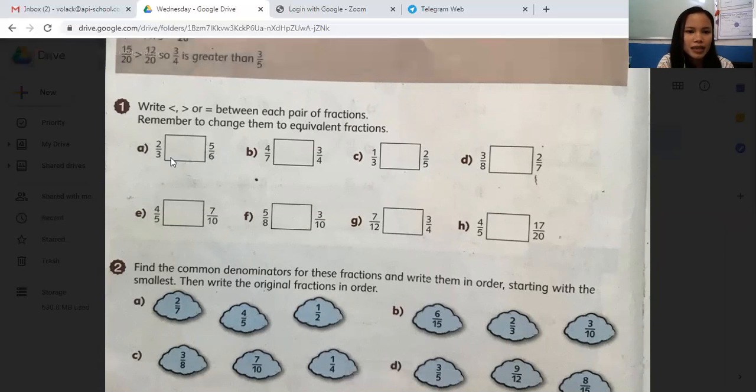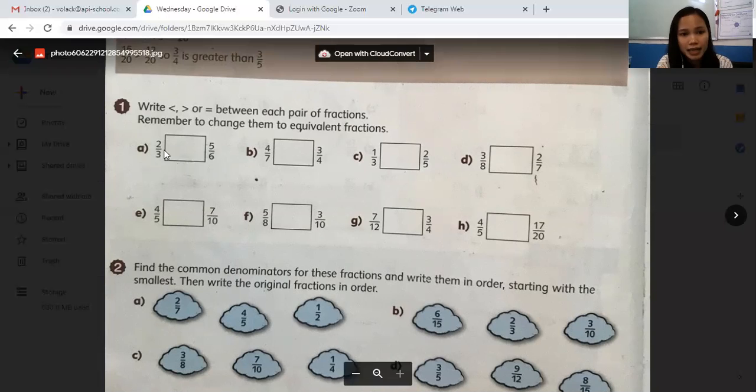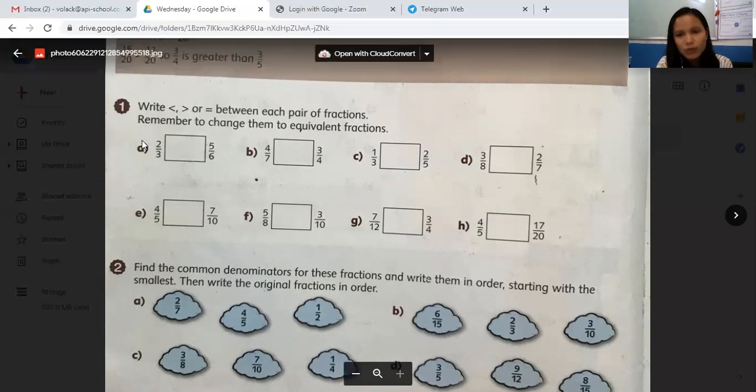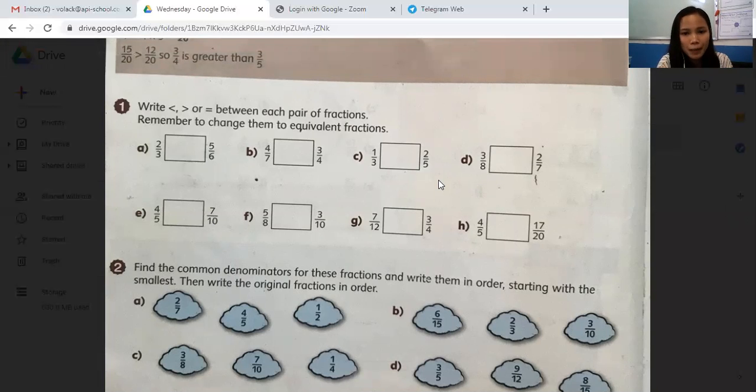The common denominator would be 6 because 3 times 2 equals 6, and for the 6 I don't need to multiply by any number because it's 6 already. So here I multiply by 2: 2 times 2 is 4, 3 times 2 is 6. So 4 over 6 against 5 over 6, of course 5 over 6 is bigger than 2 over 3. See? The rest you can do by yourself, and you can get out your notebook or paper and try to do it step by step.